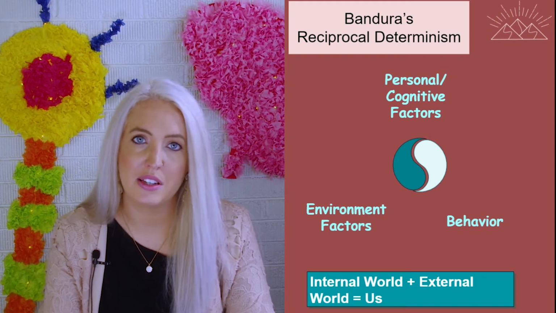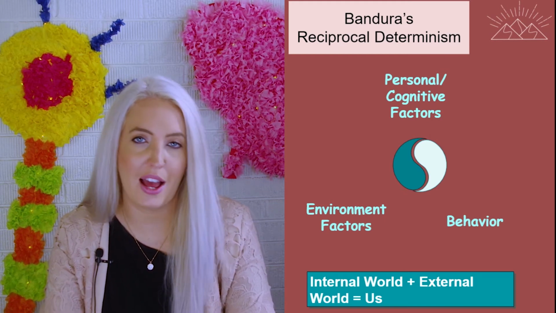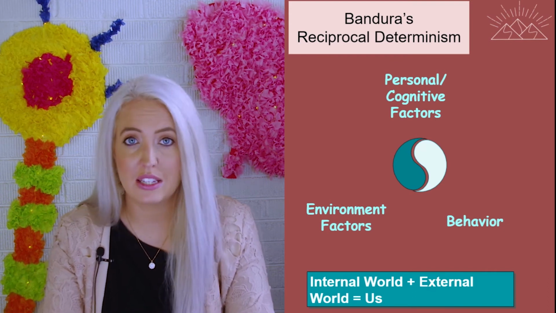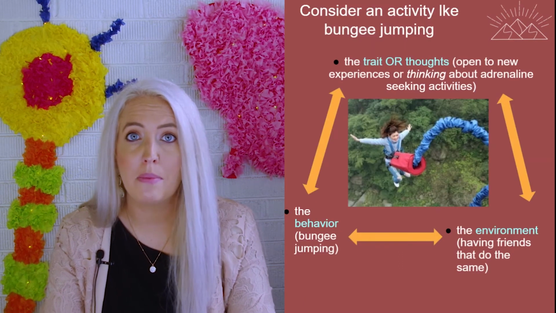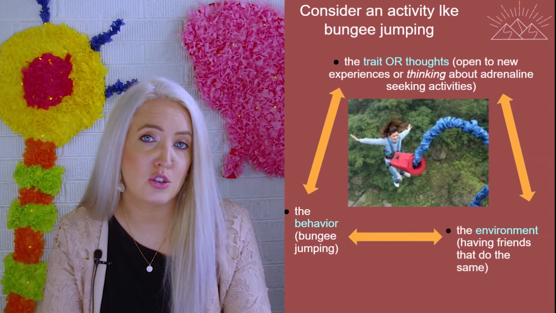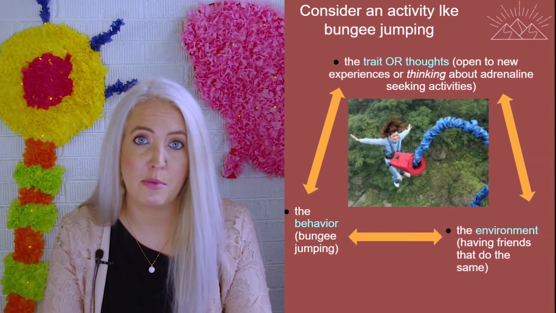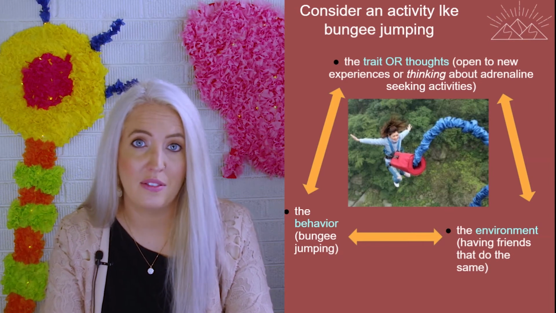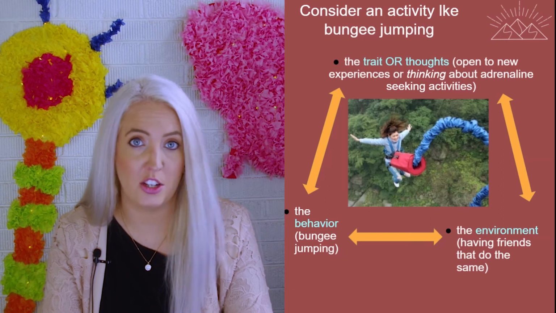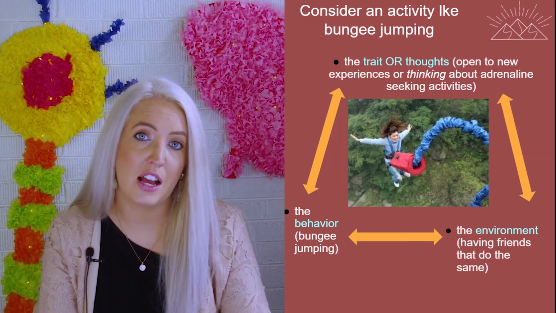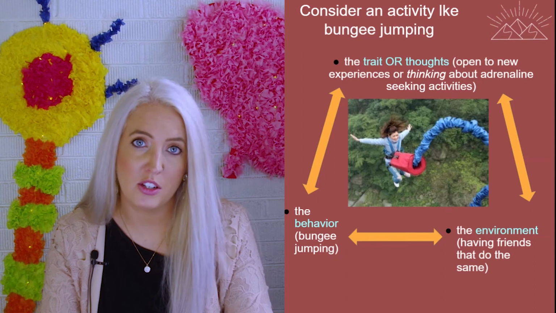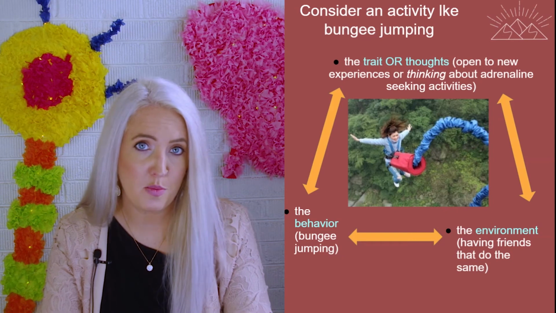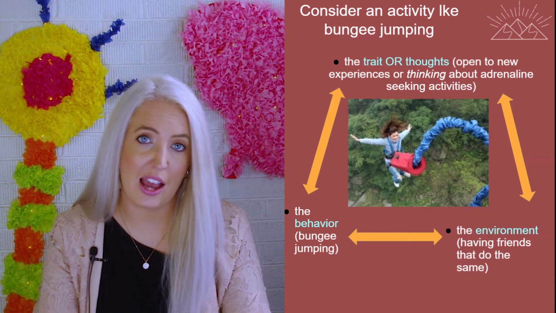The way that you can think about this is think about a behavior such as bungee jumping, for example, and ask yourself what would lead a person to decide to go bungee jumping. What we might see in one area are the person's traits or thoughts. So maybe they are a type of person who is open to new experiences, or they like to think about how they can experience the next thrill. They are adrenaline junkies. Then we have the behavior itself of bungee jumping and the environment where they go to do this. And perhaps as they go bungee jumping, they make new friends, they meet other people who like doing these adventure-seeking activities as well.